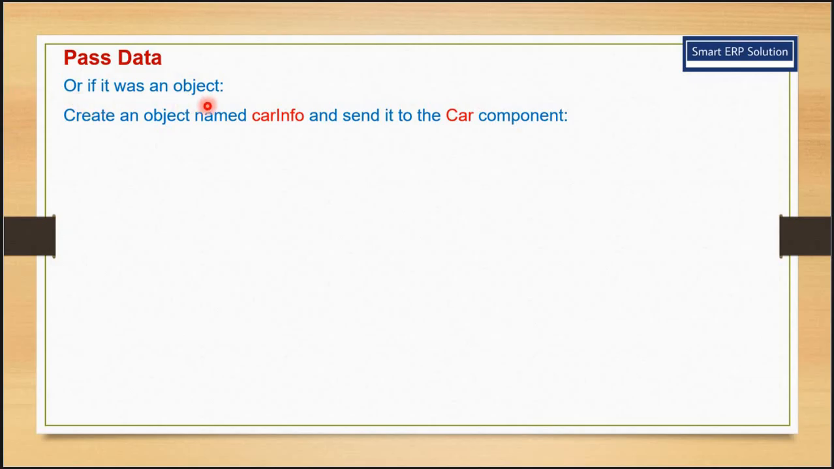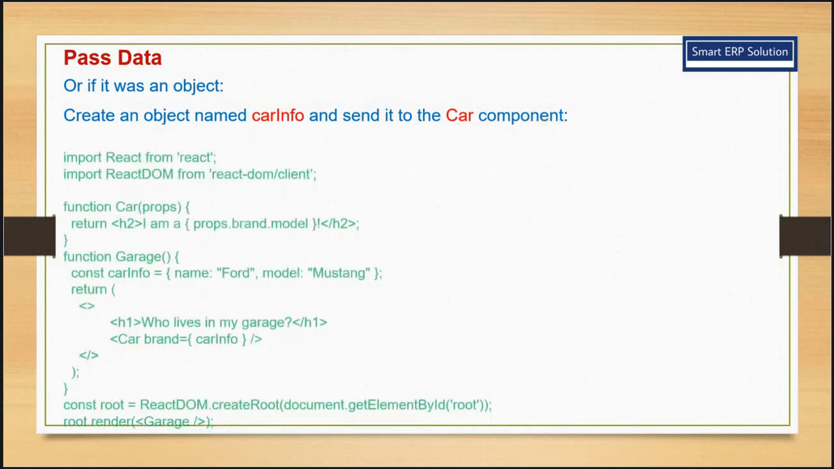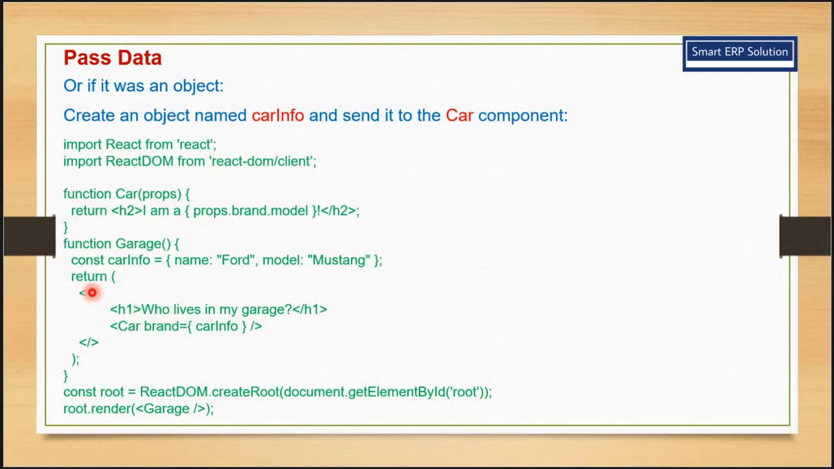Ford. Or if it was an object, create an object named carInfo and send it to the car component. This is the sample code. Car, props is the car function. I am a props.brand.model. This is the garage function. carInfo, name colon Ford and model equals Mustang.